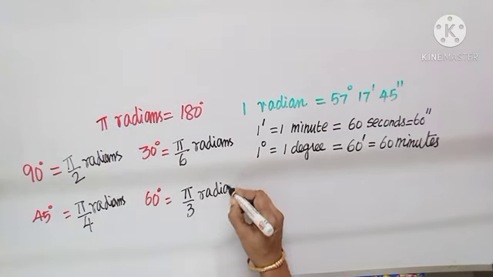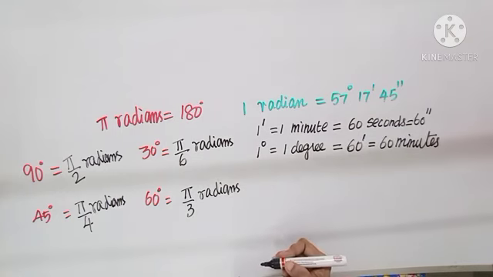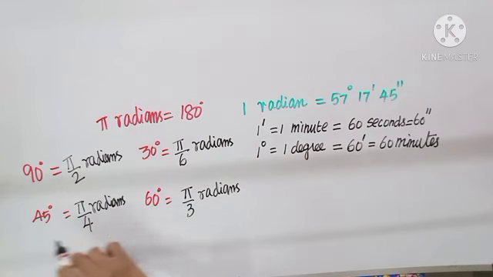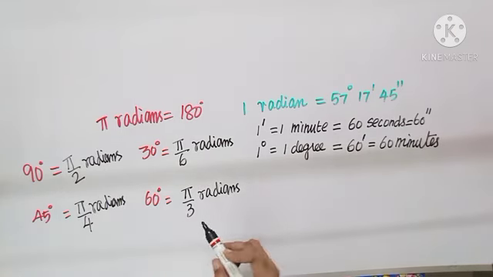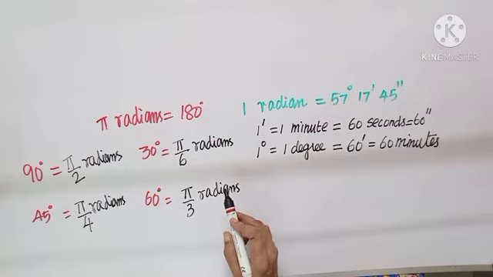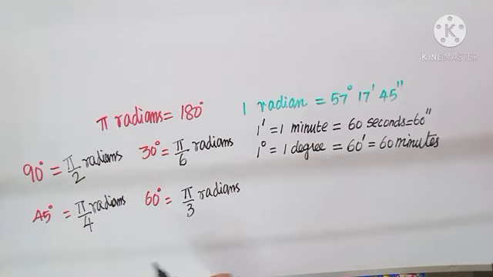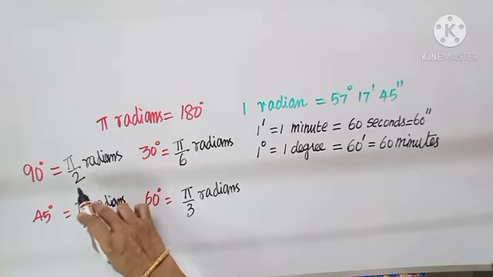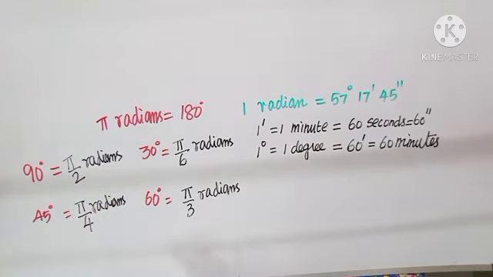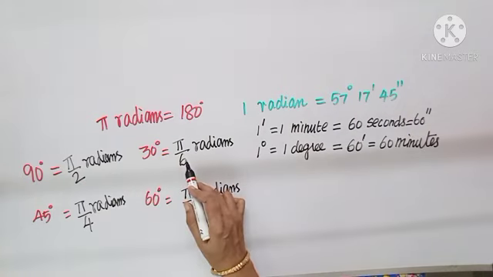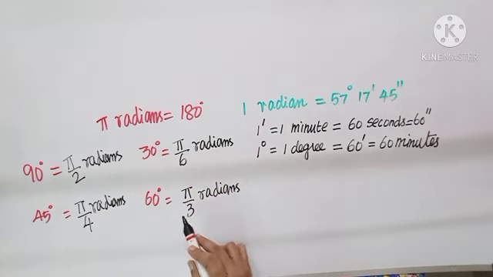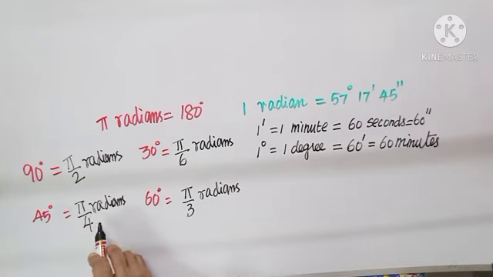Let us remember, hereafter we do not refer to degrees. In all the problems we come across radians. So whenever 90 comes, read it as pi by 2, or when pi by 2 comes, understand it as 90. Similarly, 30 degrees is pi by 6 and pi by 6 is 30 degrees. 60 degrees is pi by 3 and pi by 3 is 60 degrees. 45 degrees is pi by 4 and pi by 4 is 45 degrees.